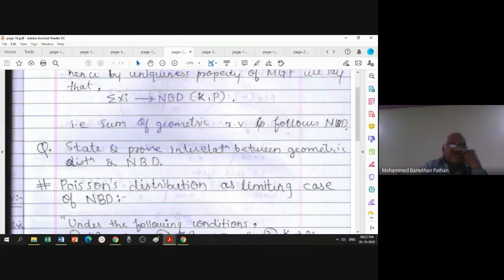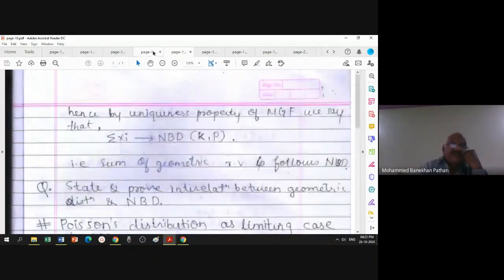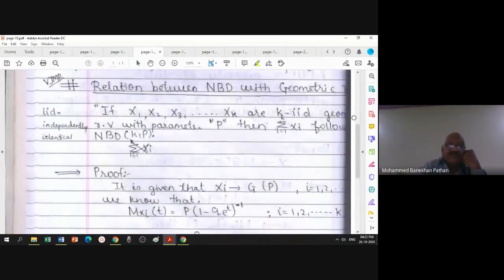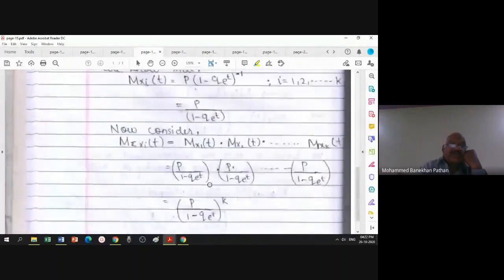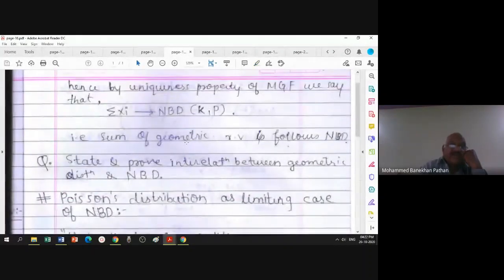Again, you have a question on this topic. State and prove the interrelation between geometric distribution and negative binomial distribution. The answer will begin from the previous page by writing a statement on the top and making a proof of that statement by the MGF approach. So you will get the MGF of NBD. That is the end of the topic.